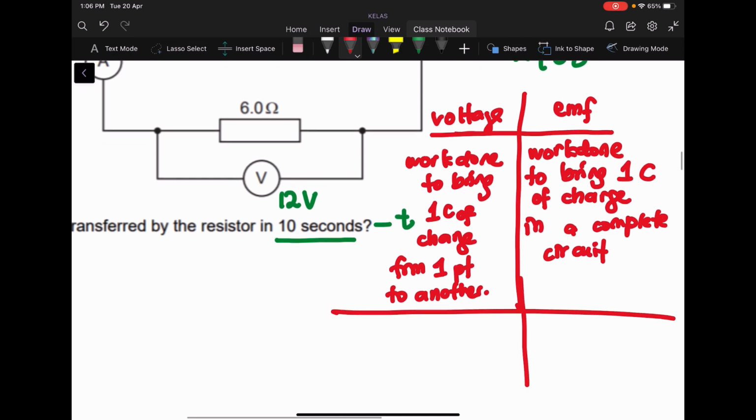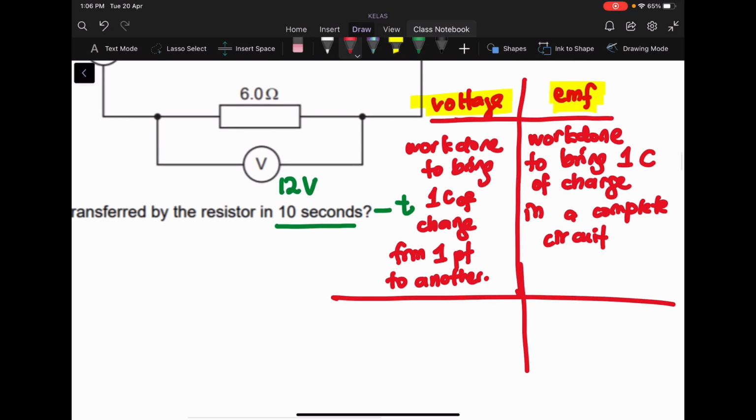Okay, and then what else can you compare? Now I am making a comparison. I am comparing voltage and EMF. So what's the unit? Voltage, what's the unit? Volt. Okay, sit down. EMF, what's the unit?